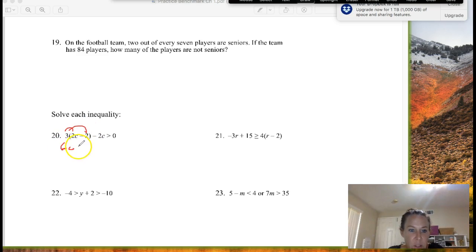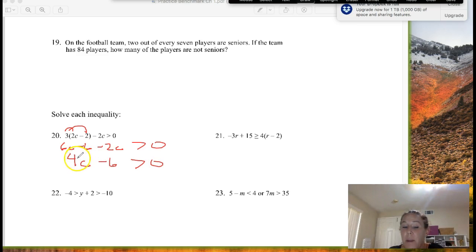3 times negative 2 is negative 6. Minus 2c is greater than 0. Okay, so now on this side of the inequality, I still, just like an equation, I need to get my like terms together. I'm not working both sides yet. So I have 6c's minus 2c's give me 4c's. Minus 6 is greater than 0.